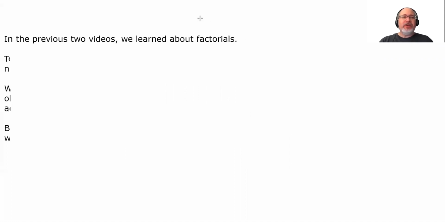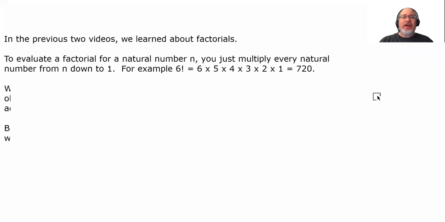In the previous two videos, we learned about factorials. To evaluate a factorial for a natural number n, you just multiply every natural number from n down to 1. For example, to evaluate 6 factorial, you just multiply from 6 all the way down to 1, which is 720.